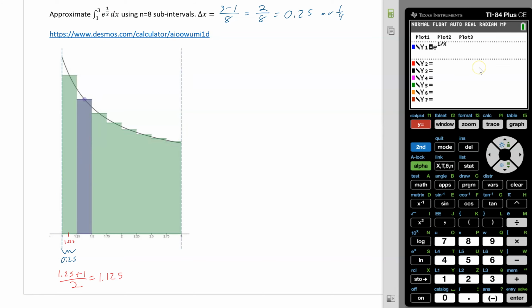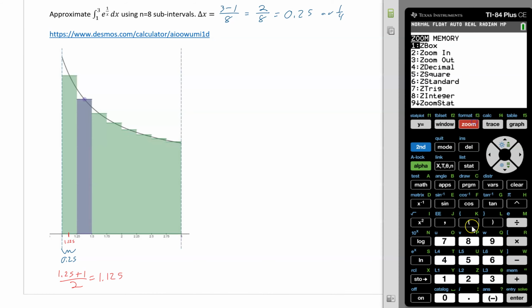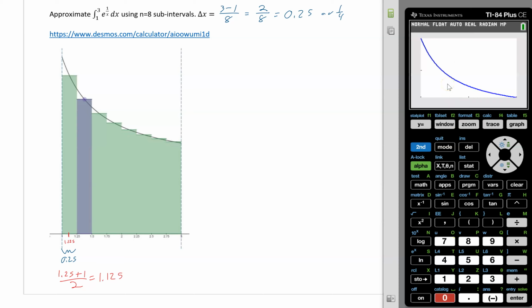So again, I always like to graph it first. So we have our e to the 1 over x. We go to our window and we go from 1 to 3. And then again, it's zoom 0. Zoom 0 just fits the y values for it, so it gives you a nice quick graph. So there's our function, our graph. You can see it here.